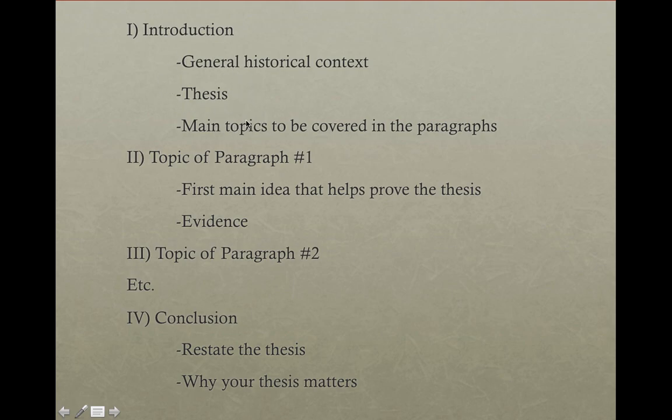And then you also want your reader to know what the main topics are in each of the paragraphs. So topic number 1, for each of the paragraphs you're going to tell your reader in point form what the main idea is to prove your thesis. And then you are also going to include the evidence. So you might have several bullet points listing the pieces of evidence and examples that you are going to use. And then you would continue this format for each of the subsequent paragraphs up until the conclusion. And in the conclusion, generally what we do is restate our thesis and also explain why it matters.